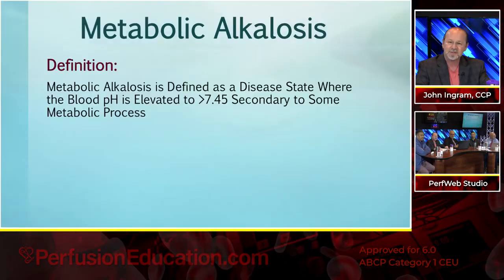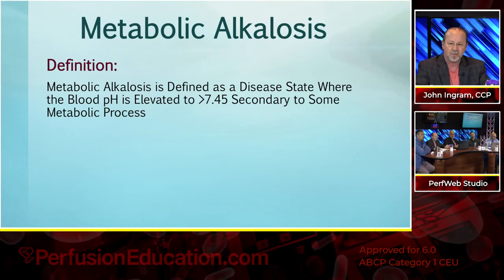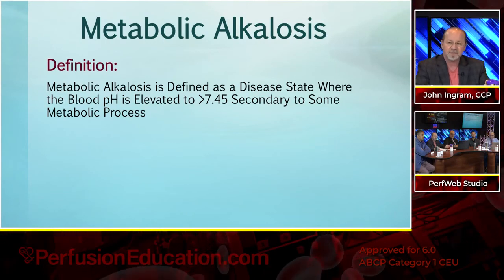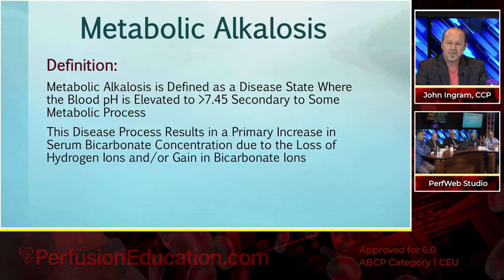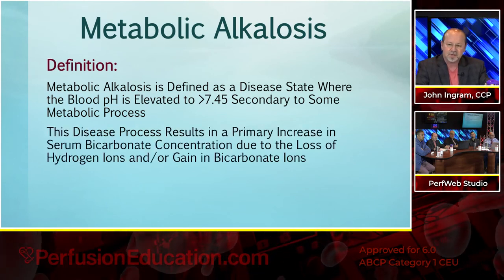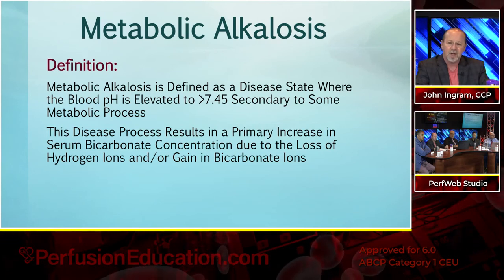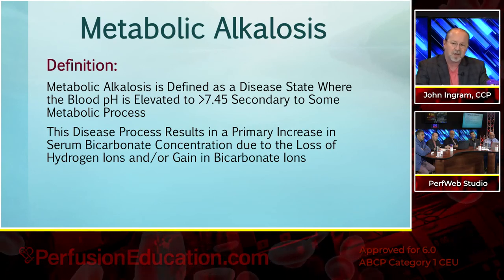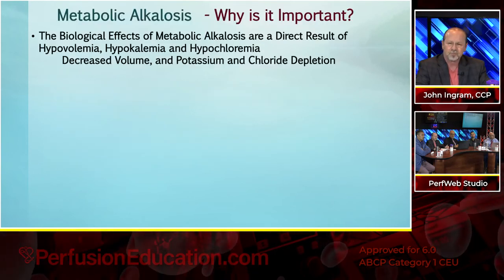So here we go with this. Metabolic alkalosis is defined as a disease state where the pH is elevated above 7.45, secondary to some metabolic process that's causing that. This disease process results in a primary increase of the sodium bicarbonate concentration, either due to a loss of hydrogen ions in your system or a gain in bicarbonate ions.